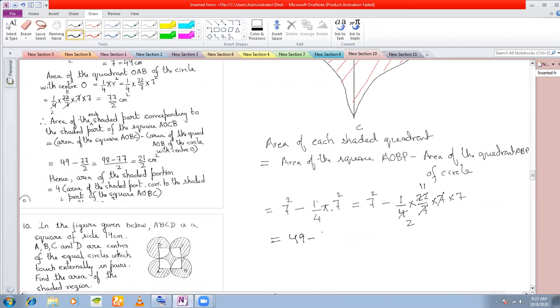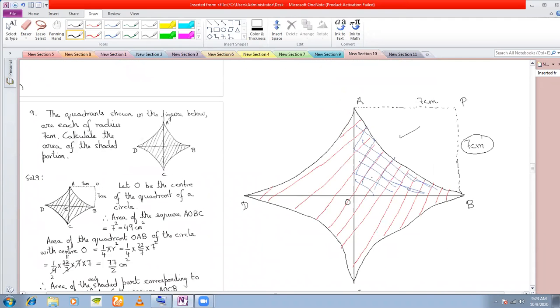So you get 49 minus 77 by 2. If you take the LCM, you get 98 minus 77 divided by 2. So you get 21 by 2 centimeter square. Leave it as a fraction. So the area of this blue shaded part, I've got 21 by 2 centimeter square.